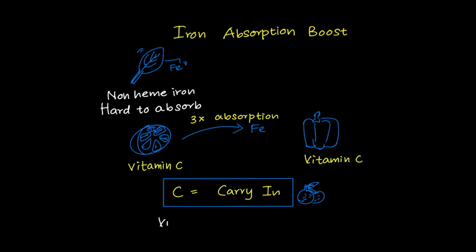Here's a D440 OA exam tip for you. When the question asks what helps iron absorption, always pick vitamin C. Quick recall hook. C for citrus, C for carry iron in.